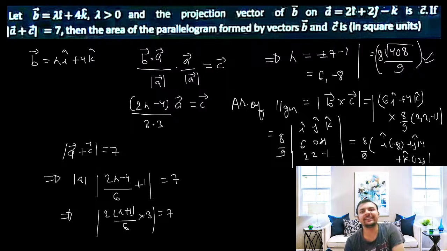We'll have minus 8 minus 4, and we'll solve accordingly. So we'll go accordingly and we'll get the answer.